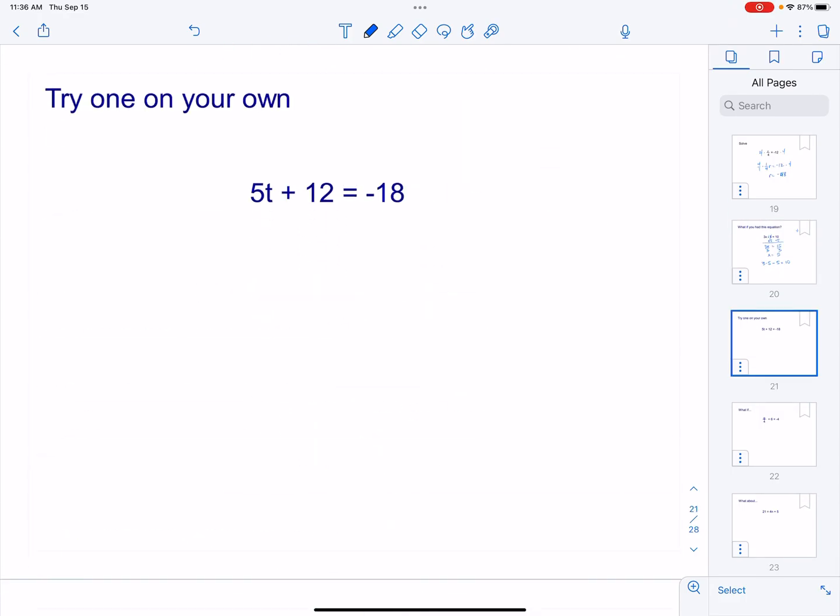So here's another one. We're going to do the same exact thing. I need to first get rid of that 12. So I've got a plus 12, so we're going to do a minus 12, or a plus and negative 12. And if I do a minus 12 on one side, we got to do a minus 12 on the other, which is a negative 12. So now we do our math. On the left-hand side, I'm left with 5t. My 12s go away. And on the right-hand side, I'm left with negative 30 when I put those together.